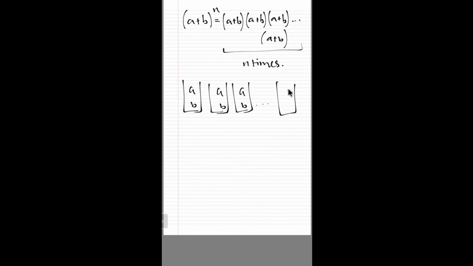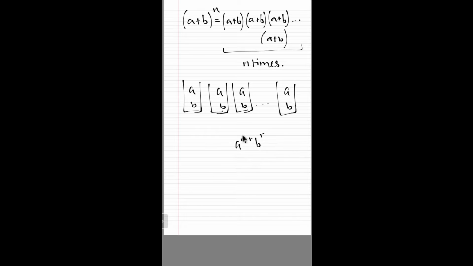And if we want to take any term of the expansion, like a to the power n minus r, b to the power r, that means we have to take r different b's from these buckets, and then we need to multiply them, so that becomes b to the power r. And this a to the power n minus r means we need to take the remaining n minus r as a.